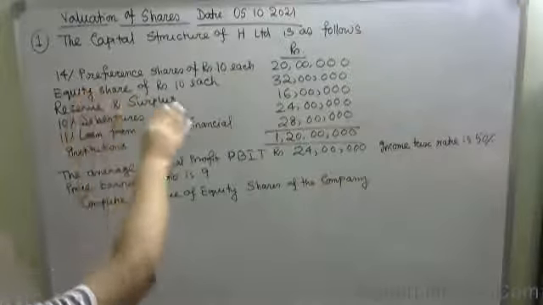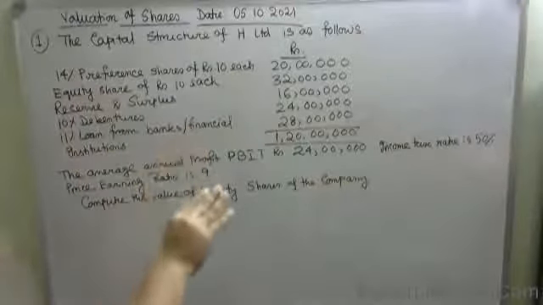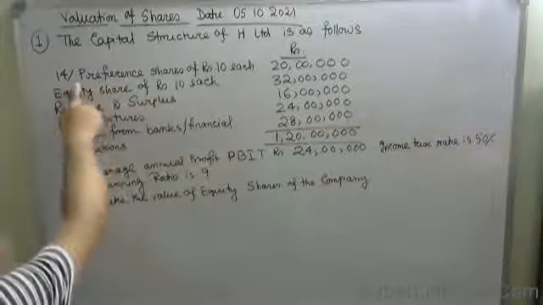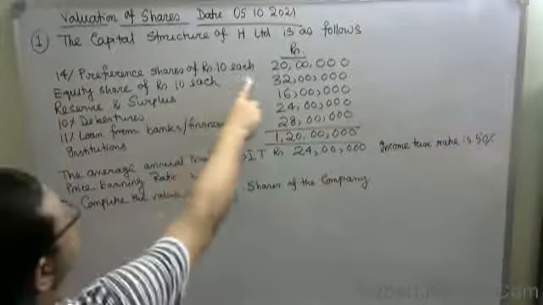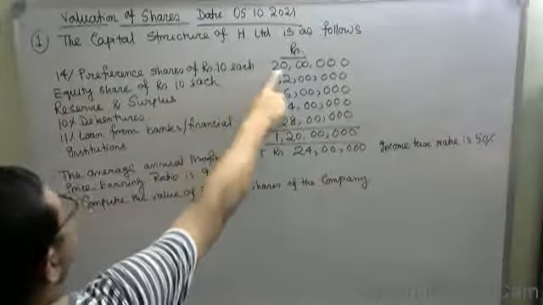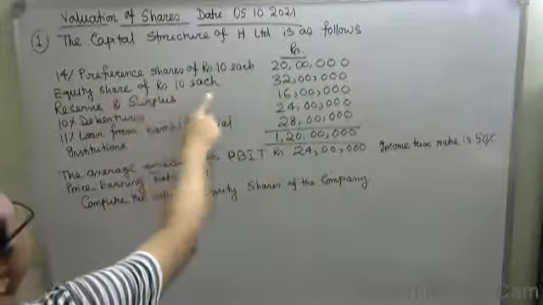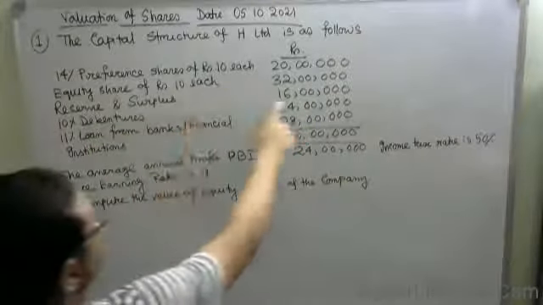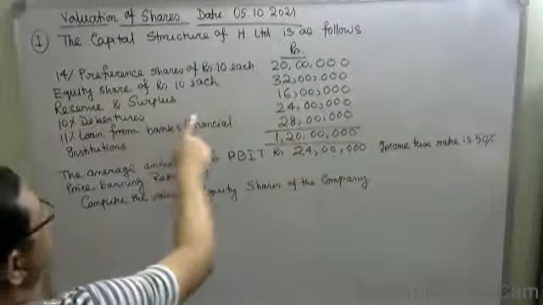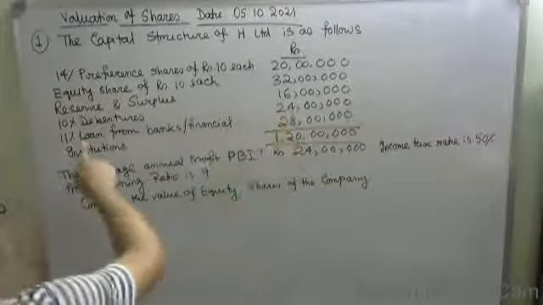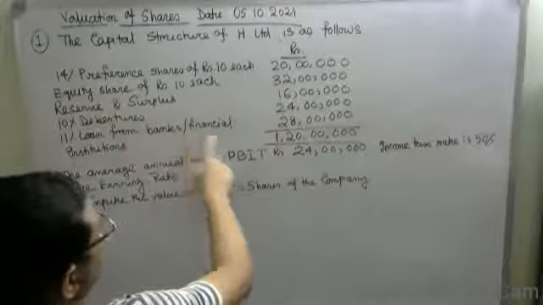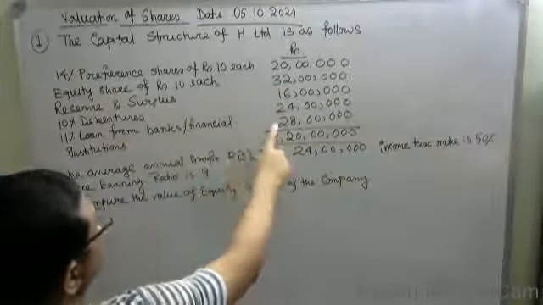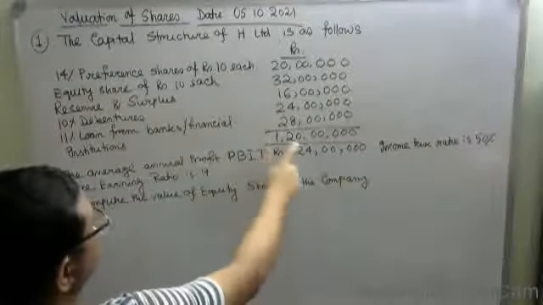The capital structure of H Limited is as follows: 14% preference shares of rupees 10 each, amount is 20 lakh. Equity share of rupees 10 each, amount is 32 lakh. Reserve and surplus 16 lakh. 10% debentures 24 lakh. 11% loan from banks or financial institutions, it is 28 lakh. Total is 1 crore 20 lakh.